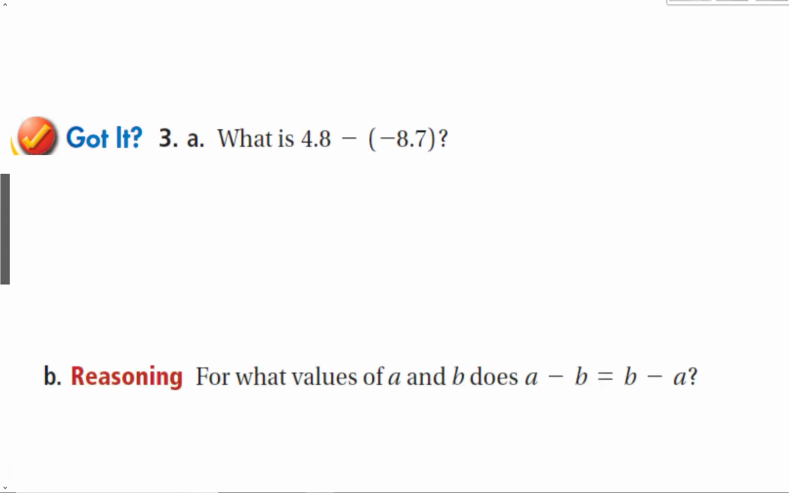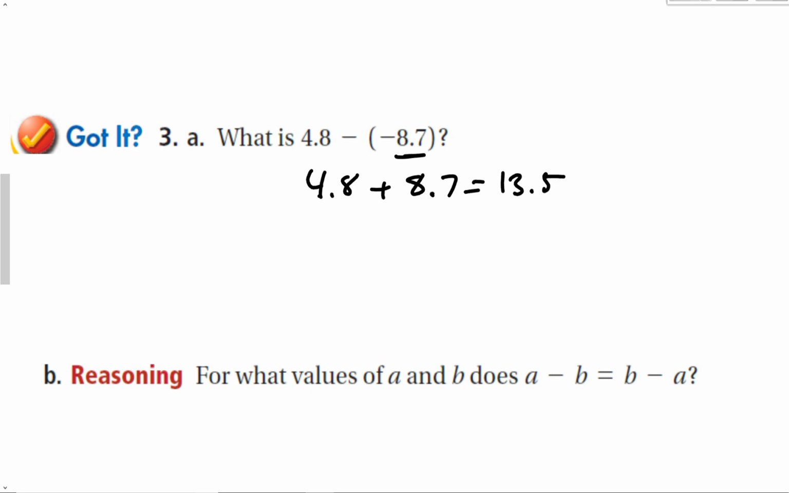For our got it problem, we're going to do another decimal. We're going to go 4.8 minus a negative 8.7. So when I do that, I'm going to do 4.8 plus the opposite of negative 8.7, which is a positive 8.7, which gives me 13.5.